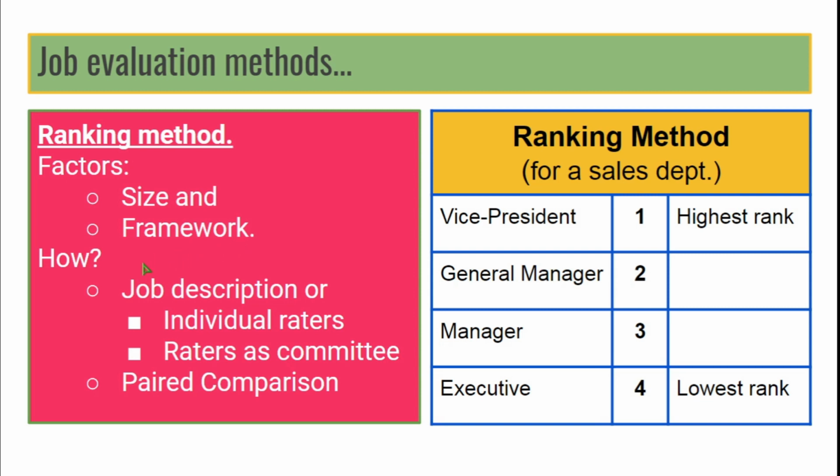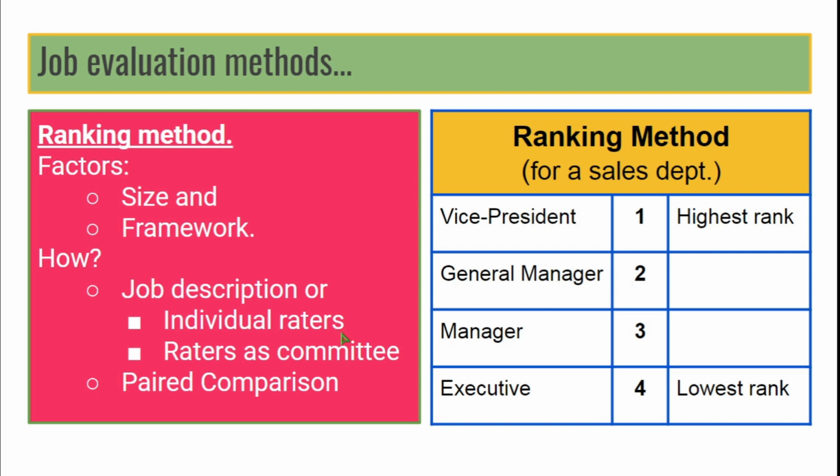When we refer to how, there are two ways to do it. The first one is by job description. In this, we have more than one rater, and these different raters rank the jobs at their own level on the basis of the job description provided. Got the idea? Each rater is going to rank the different jobs given to them, and different ranks will be provided by the different raters.